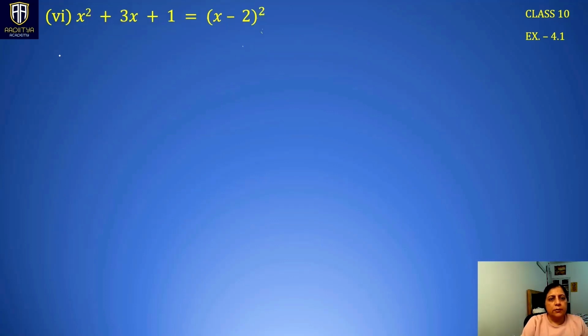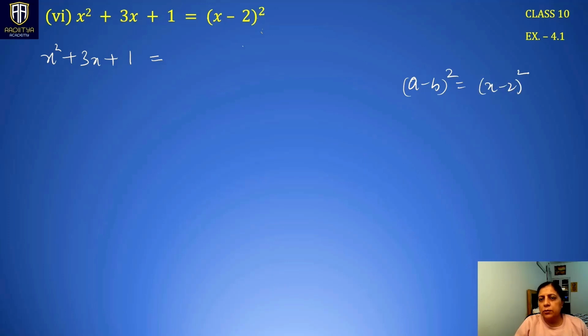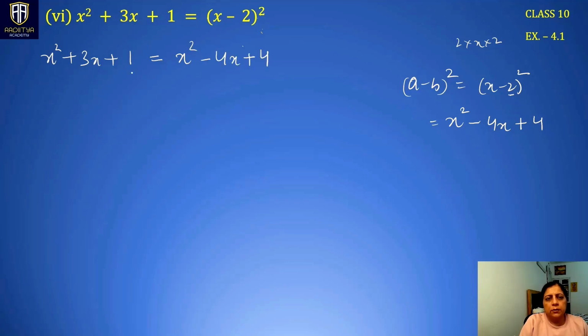So the next question is, we have to solve this equation, and in the LHS we have x square plus 3x plus 1 is equal to x minus 2 square. So here we have to use the identity a minus b whole square, that is x minus 2 whole square. So this is a square minus 2ab, 2 into x into 2, that is minus 4x, plus b square is 2 square, which is 4. So in RHS we have x square minus 4x plus 4.